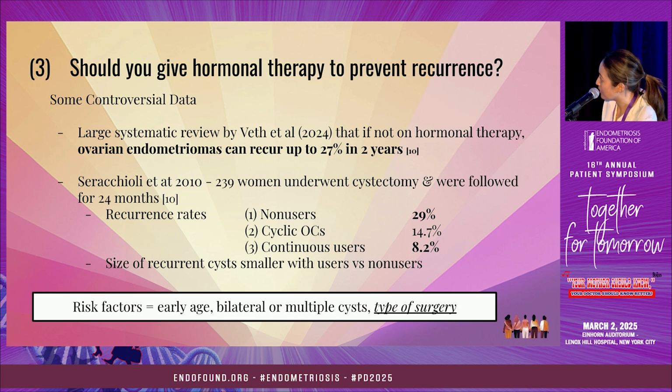to about 8%. The good thing that we noted too was that if you were taking some form of hormonal pills, and you did have a recurrence, at least that recurrence was smaller, okay? So that was a really important point. Of course, women have different and independent risk factors. It's not just medication. So early age, if you make bilateral endometriomas, if you make more than one endometrioma on an ovary, those are all risk factors. Okay, and obviously the type of surgery you have.